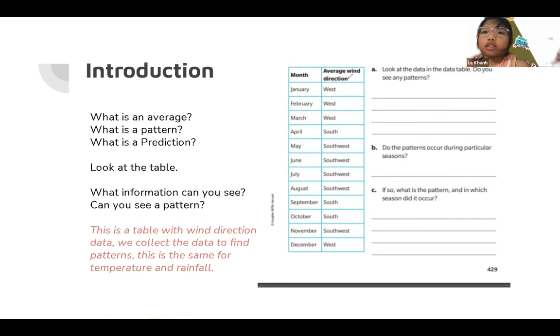The table describes month's average wind direction. Perfect, very good. That is exactly right. So here we have our 12 months and the wind direction for every month. All right. So let's read the questions first. All right. Do we see any patterns? That is all part of the first question.